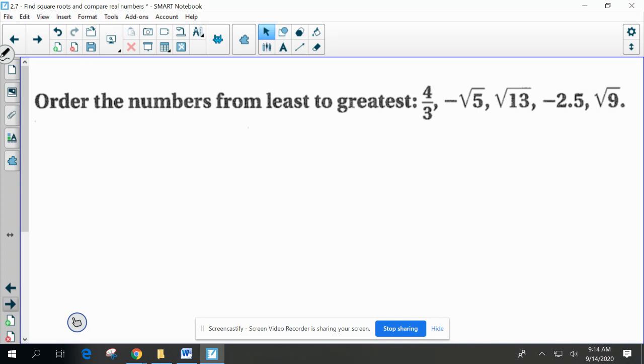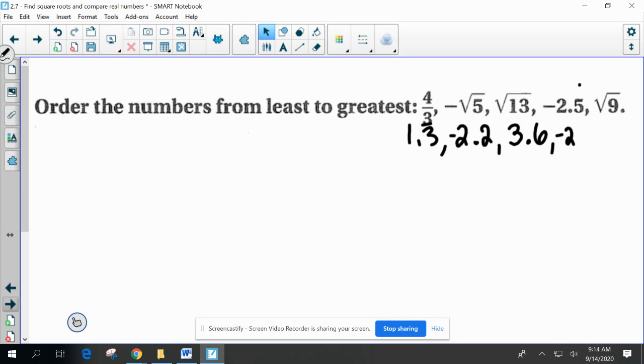Would be what? 1.3 repeating. What's 5 square root of 5? And then put a negative with it. Okay. Negative 2.2, and then square root of 13. 3.6. And then I'm going to drop down negative 2.5. And then what's the square root of 9? 3. And then I just have to order these from least to greatest.